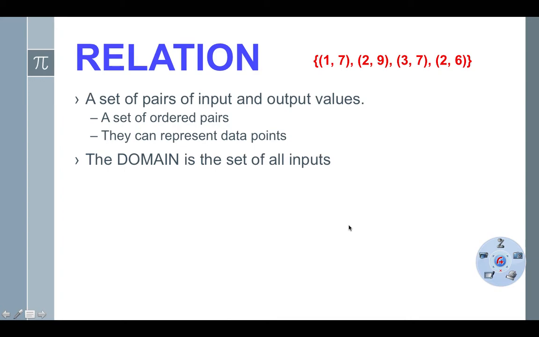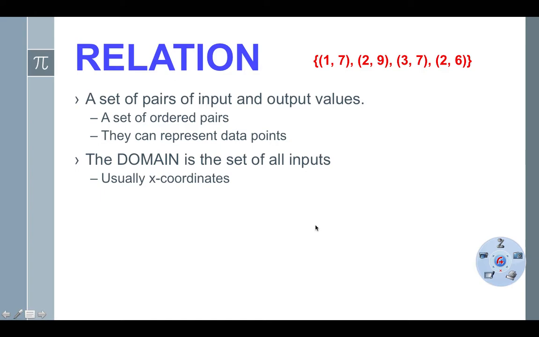So one of the things that we do here is we look at, okay, what is the domain of this particular relation? And the domain is the set of all inputs. And in the world of algebra, for the most part, our domain is the x coordinates. Now, sometimes we use different letters in different equations later on, but for us, this is the x coordinate, the y coordinate.